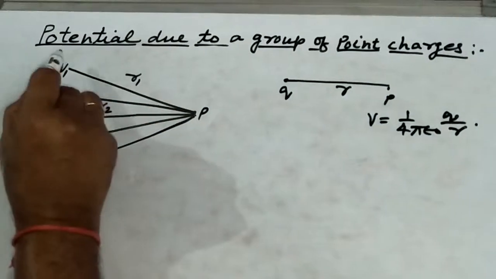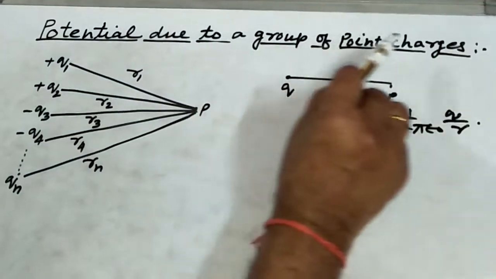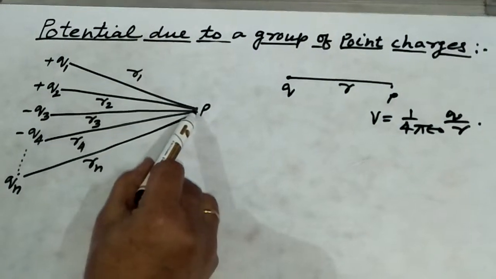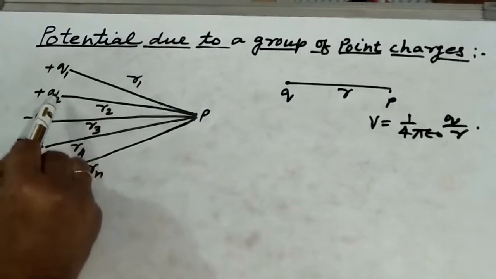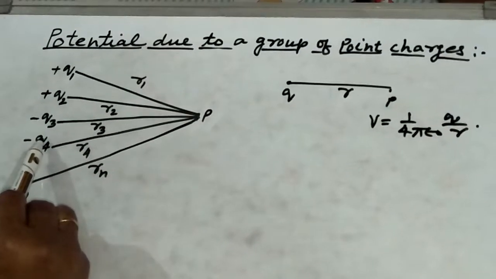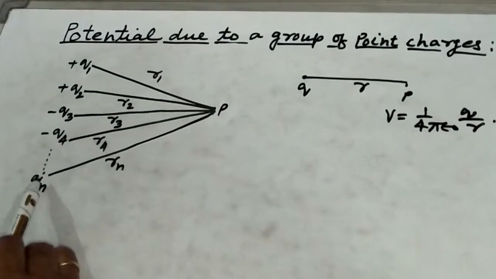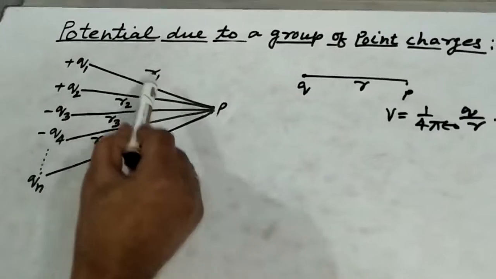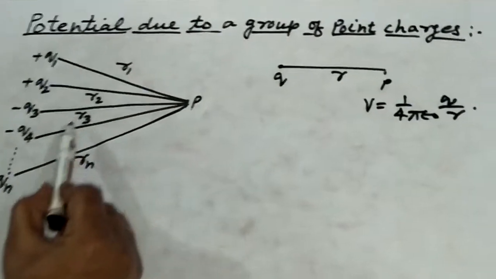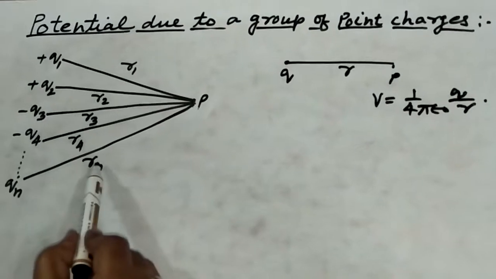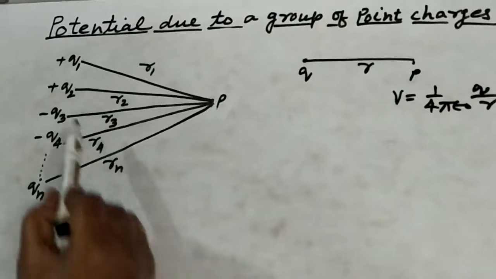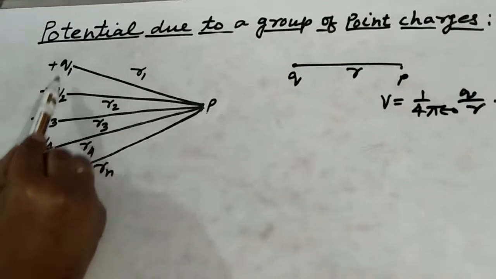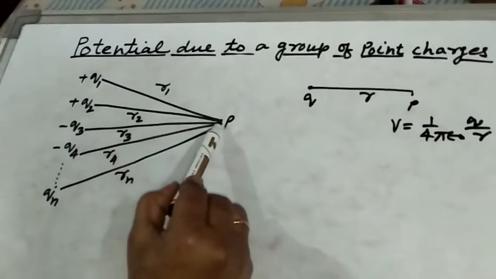And to find the potential due to a group of point charges at any point P, suppose Q1, Q2, minus Q3, minus Q4, in this way Qn, several charges whose distances from point P are R1, R2, R3, R4, Rn. Our aim is to find the electric potential due to this group of charges at point P.